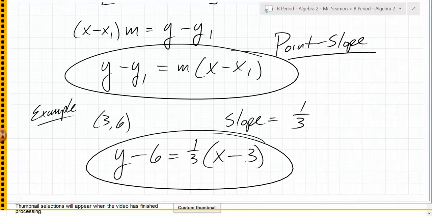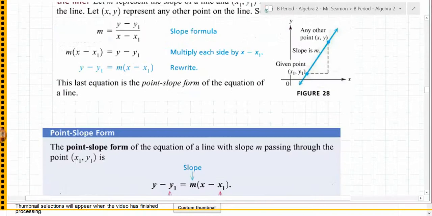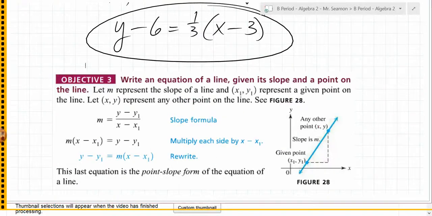If I just ask you to write the equation of the line, is that an equation of the line? Yes. If I don't specify the form, is point-slope form okay to stop at? Yes. Is that in slope-intercept form? No. Is that in standard form? No. But is that a line? Yes. Again, don't do extra work unless you need to. You can just totally stop. It's really, really helpful.